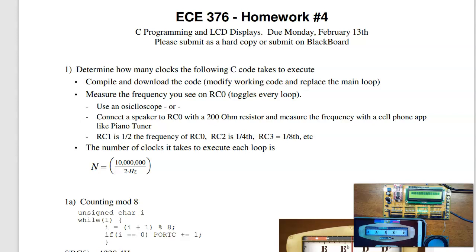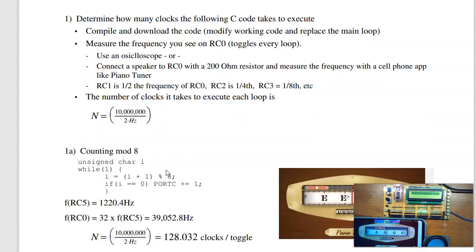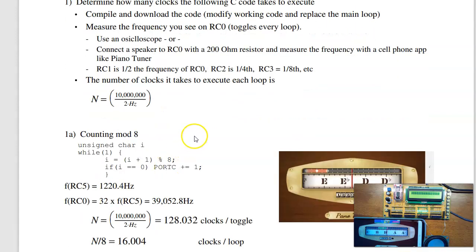Here's the solutions to homework set number 4 for ECE 376. Now the first problem is how long does C code take to execute? Well, one way to determine that is pick a pin you're not using and toggle it.